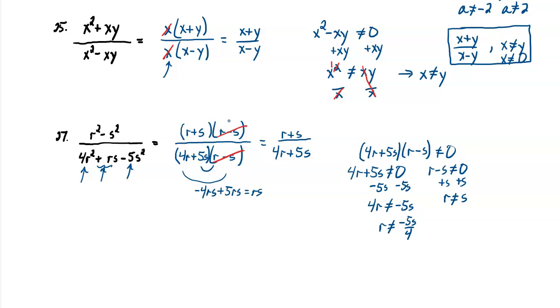Okay, final answer I'm going to do in the bottom middle of the screen because I have more room there. It is r plus s over 4r plus 5s, comma, now come the restrictions. R cannot be equal to negative 5/4 s, or r cannot be equal just to s.